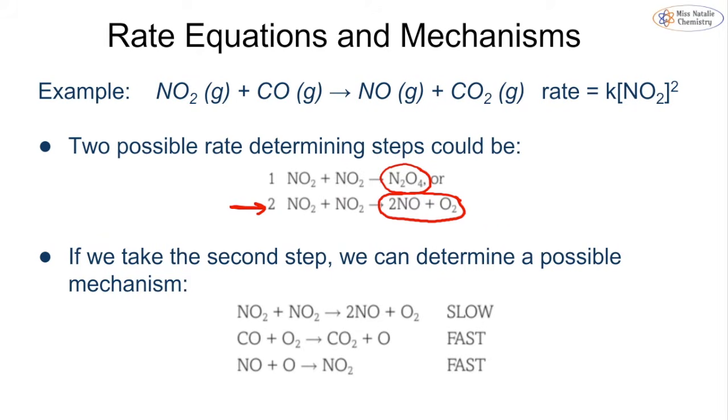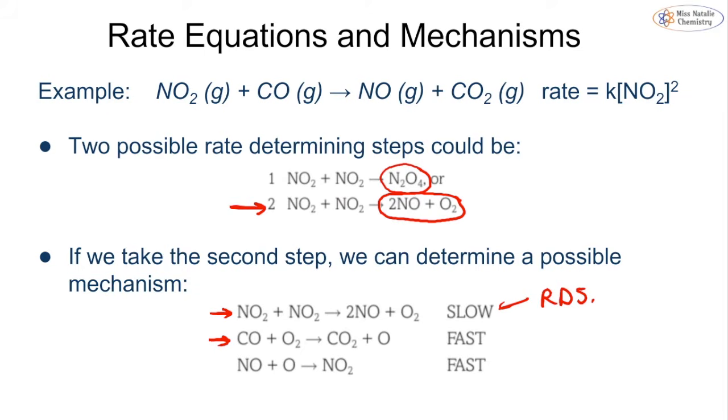So what we want to look at is our possible mechanism could be that we have our 2 molecules of NO2 reacting to form our 2 molecules of NO plus oxygen. We know that our other reactant is carbon monoxide, so we could have carbon monoxide reacting with oxygen to make carbon dioxide, and then one of our molecules of NO reacting with oxygen to form NO2. And because this is our slow step, remember this is our rate determining step and the other 2 are fast.